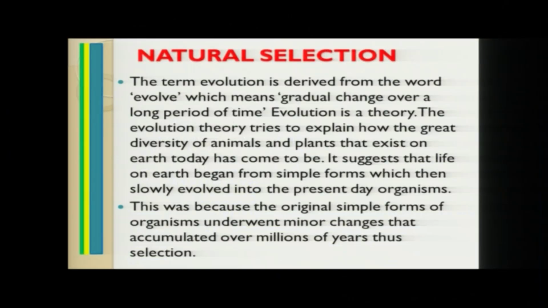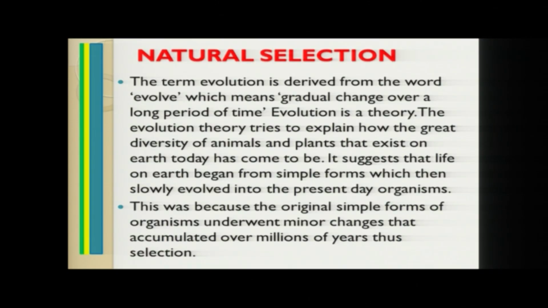It suggests that life on the earth began from a simple form, which then slowly evolved into the present-day organisms we are now, all right? So to me, that is evolution. We started as a small-form organism. Now we are a complex organism. When you talk about a complex organism in biology, it means a multicellular organism.